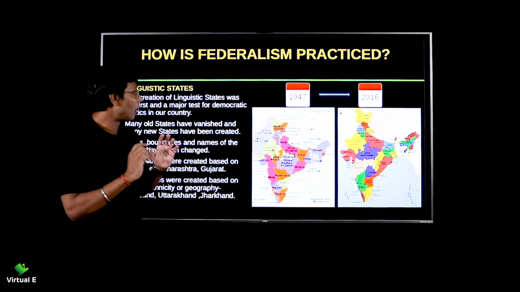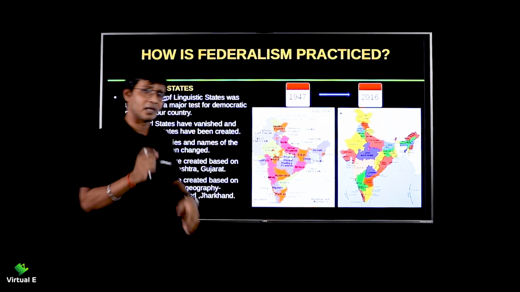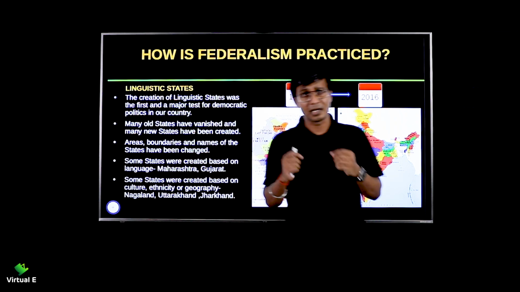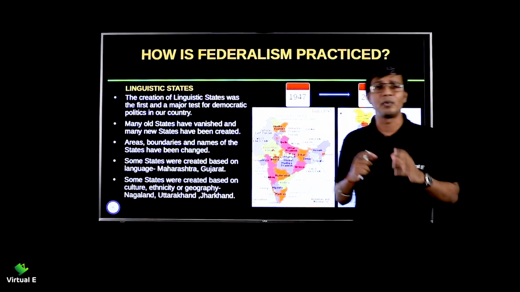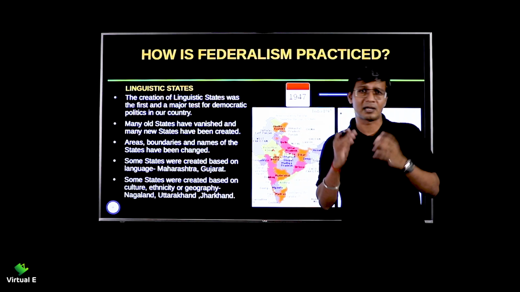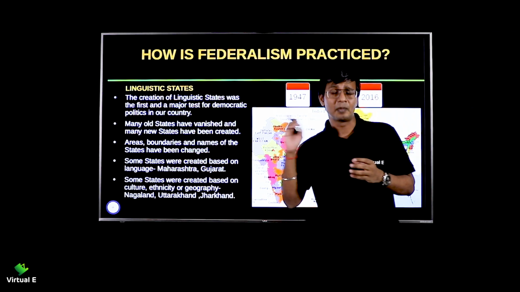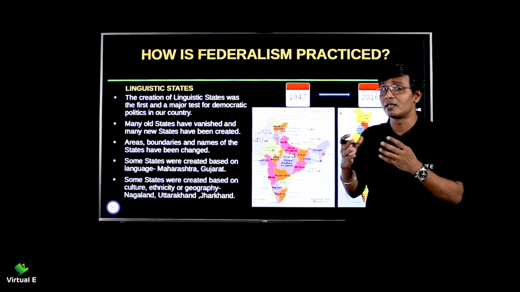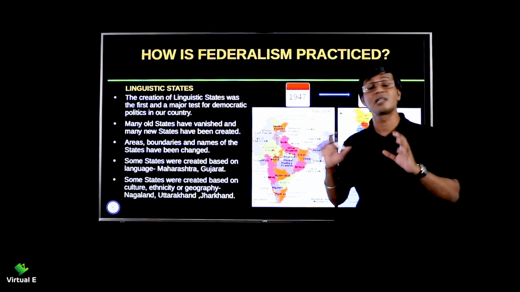So now see, how did these states come into India? When I say the word linguistic, that means states formed on the basis of language. For example, Gujarat came up for Gujarati speaking people. Maharashtra came up for Marathi speaking people. Now on what basis did they decide that we have to come up with the linguistic states?